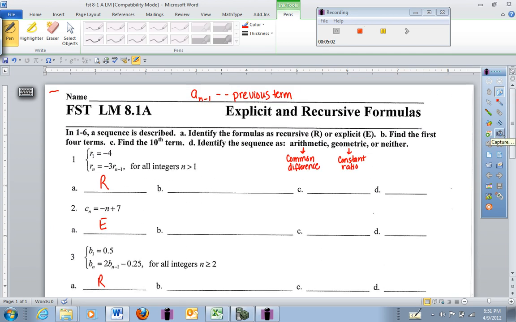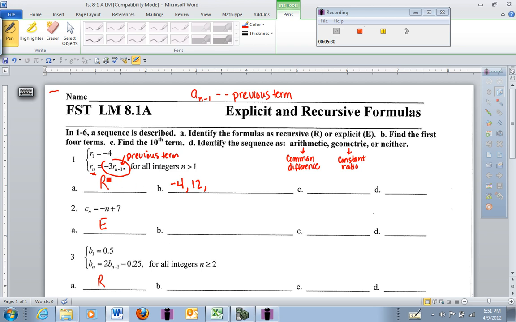Now we're going to find the first 4 terms. Whenever I have a recursive formula, they're going to spell out for me what the first term is. So that's going to be -4. Then the way we would read this part would be to say that the next term is -3 times the previous term. This stands for the previous term. All right, so if I take -3 times the previous term, I'm going to have +12.